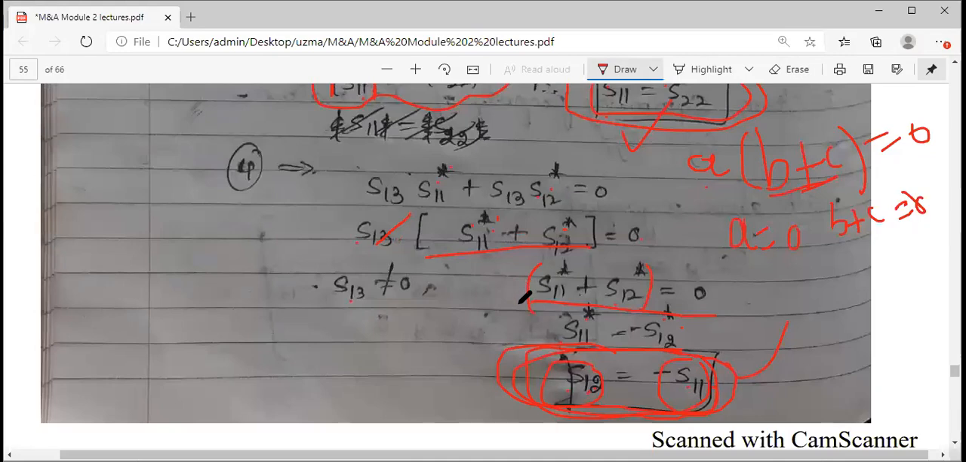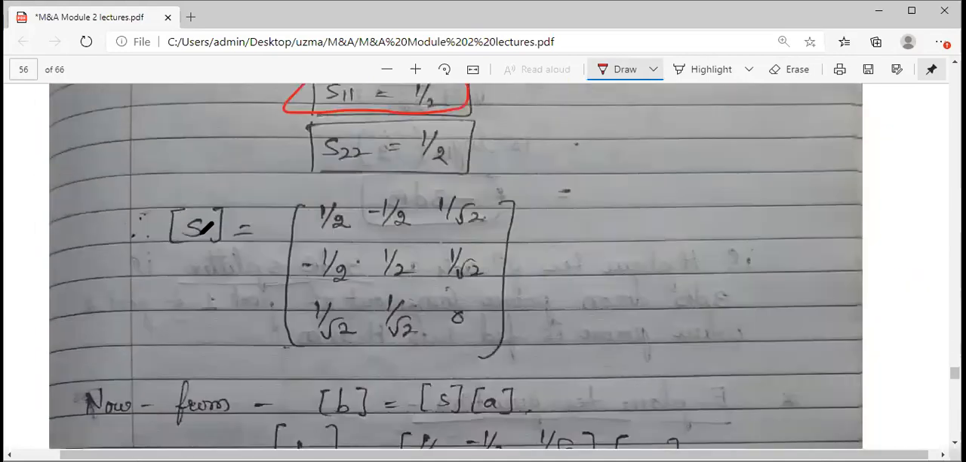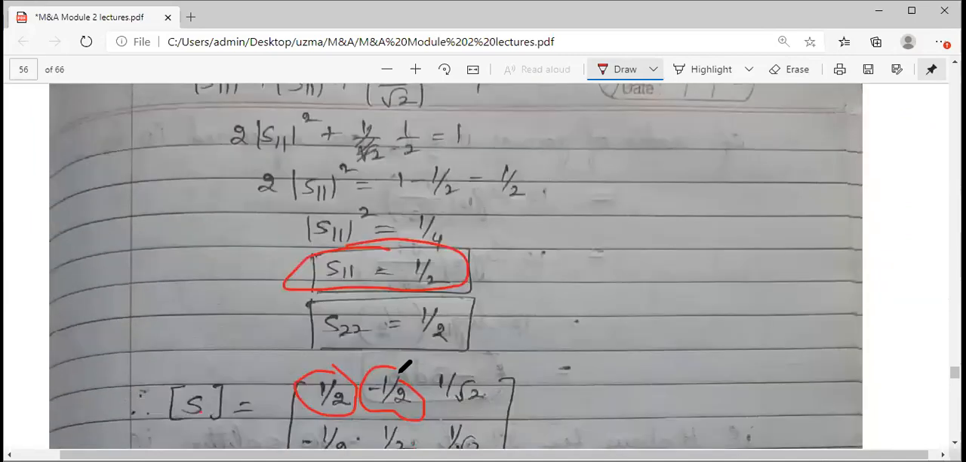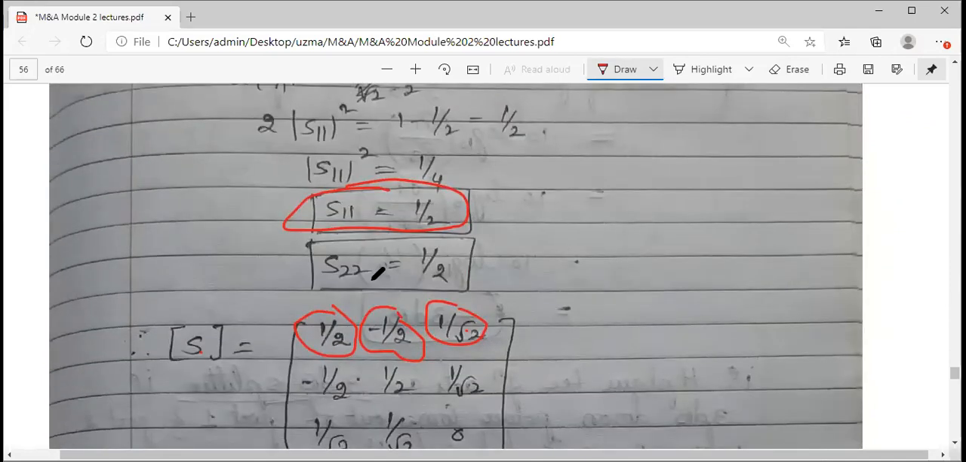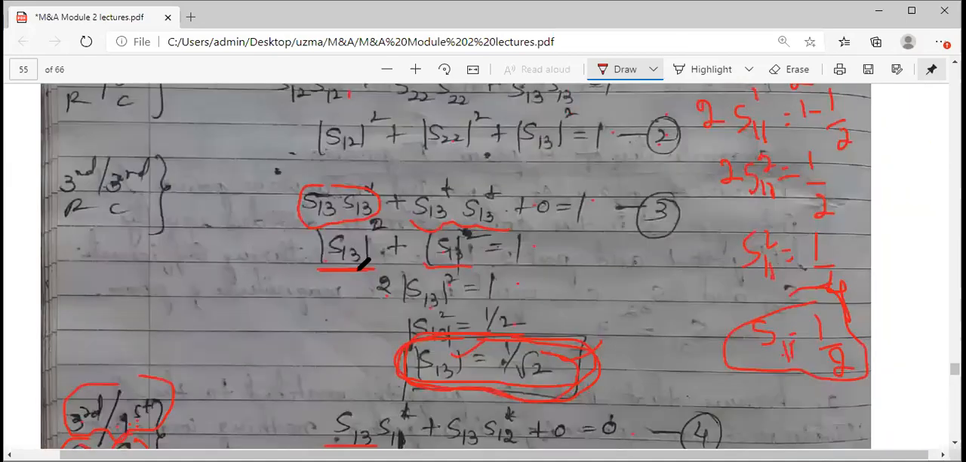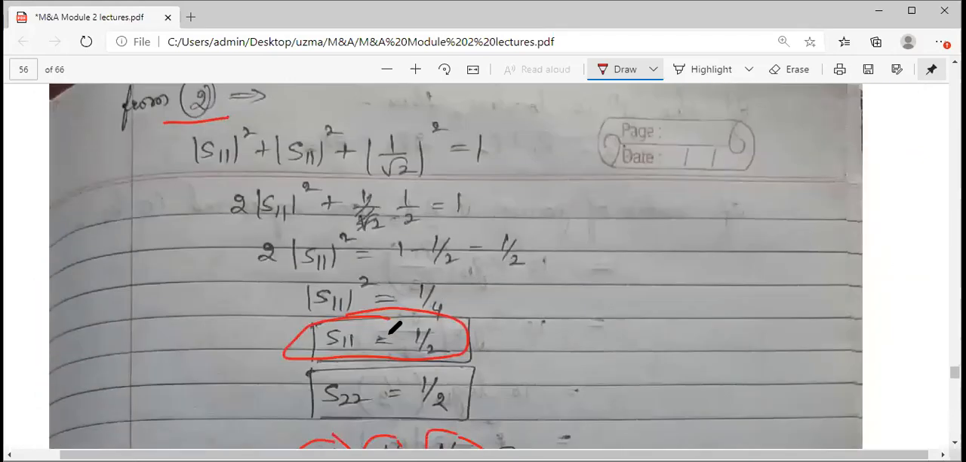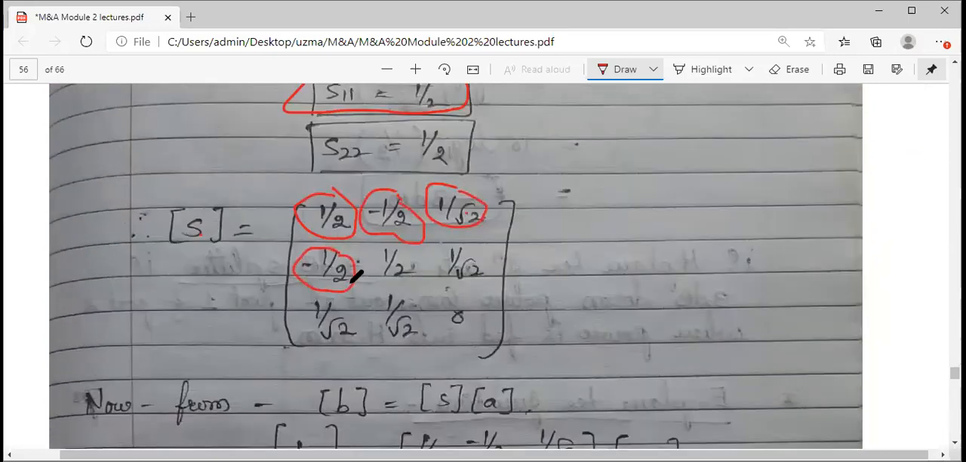So finally, substituting all these values, S is equal to S11, which is 1 by 2, S12, which is minus S11. See, just now we have solved it here. Whatever answer S11 comes, its negative value will be S12. So it is minus half. S13, it is 1 by root 2. S21, what is S21 or S12? We have got S12, S22. S12 is minus 1 by 2.